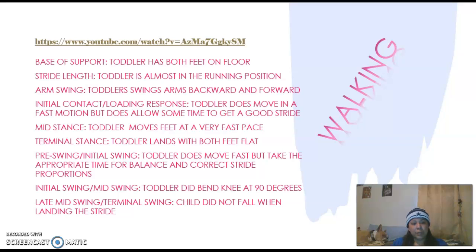And the initial swing, mid-swing, toddler did bend knee at 90 degrees, which allowed him to gain a good momentum. And then the late mid-swing, terminal swing, child did not fall when landing the stride. They did not fall down. They were able to keep their balance, which is good.